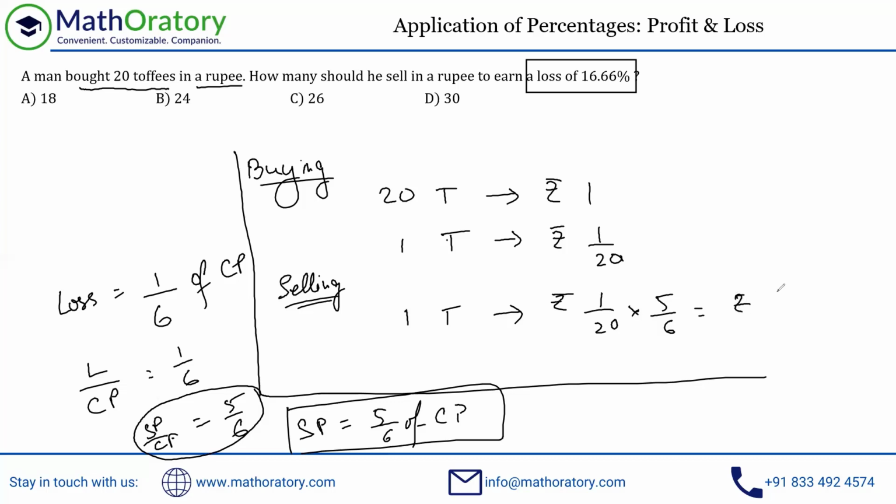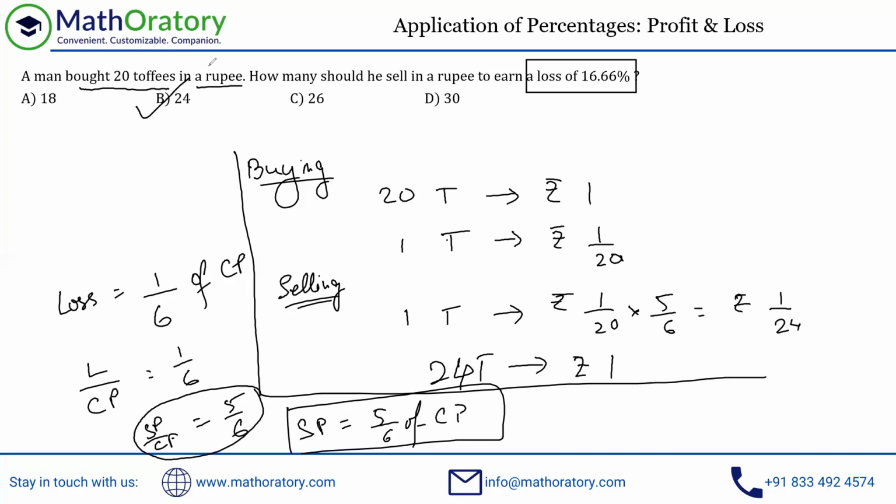So this is rupees 1/24, by the way. But remember the question, we are looking for how many should we sell in a rupee. So again, we are looking for 1 rupee. So this is 1/24 rupees. So if I have 1 rupee, then that 1 rupee should be giving us 24 toffees, right? One toffee is 1/24 rupees. So 1 rupee should be 24 toffees. So that should be the answer to this problem.